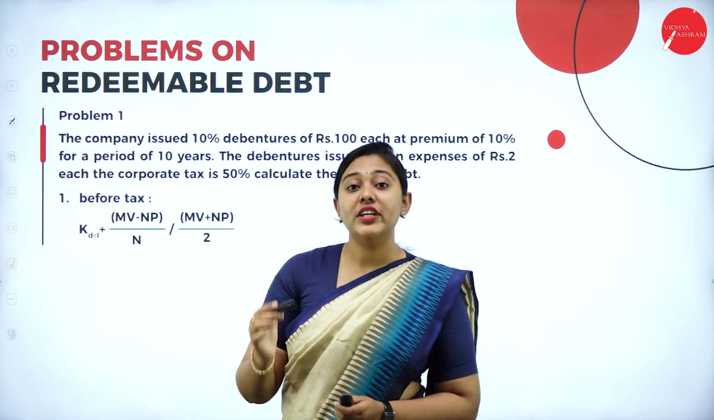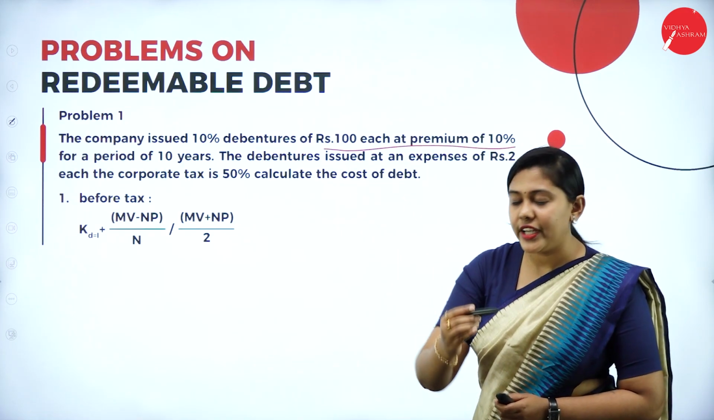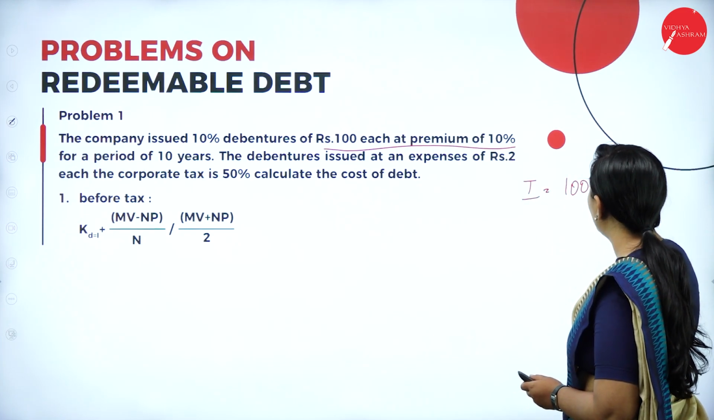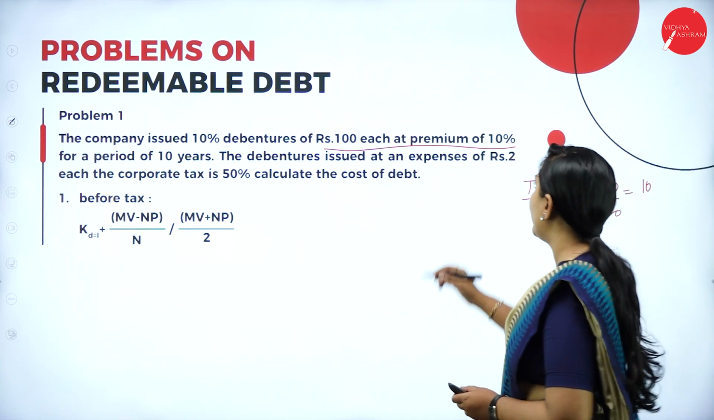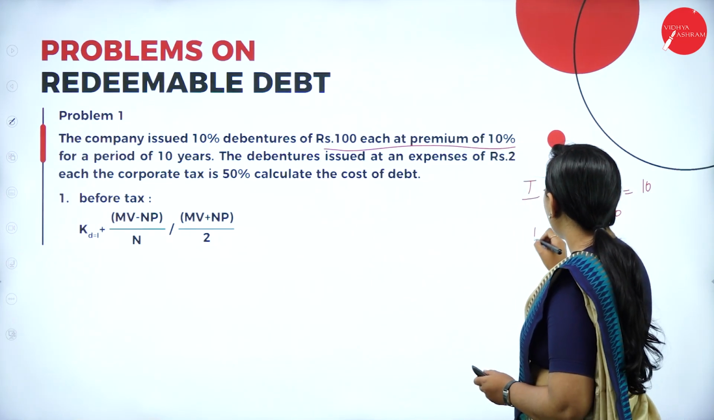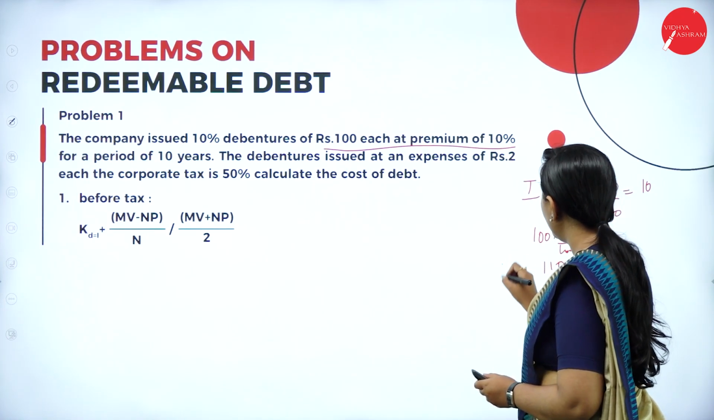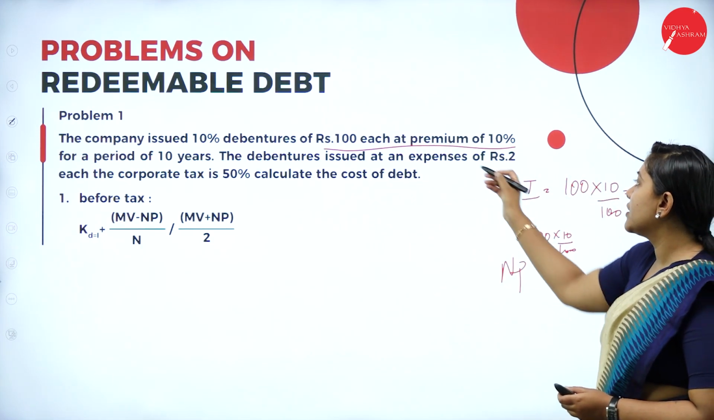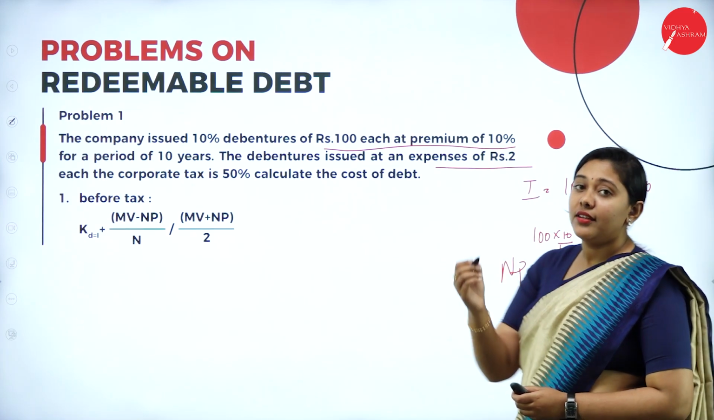The company issued 10% debenture of rupees 100 each at a premium of 10%. So what is the interest? Interest is 10% on 100, so the interest will be 10 rupees. While issuing, they are issued at a premium. So 100 into 10% is 10 rupees. So 110 will be your net proceeds, and while issuing, they have incurred the expenses of rupees 2. So 108 will be the net proceeds.